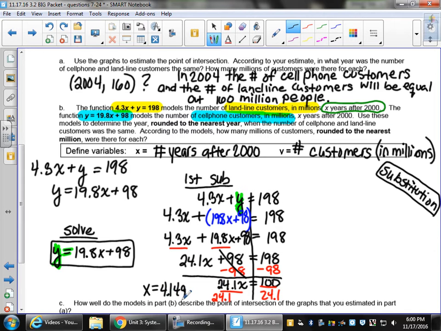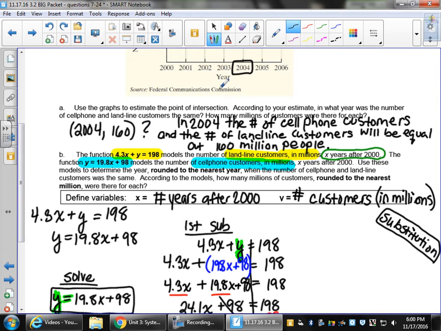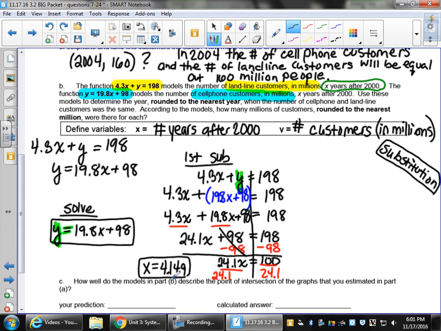So here's my math answer, but we had some rounding directions. So X is years, correct? Let's see. Yep, X is the years. It says round to the nearest year. So 4.149 becomes 4 years.